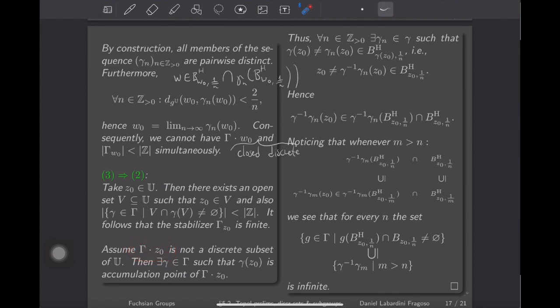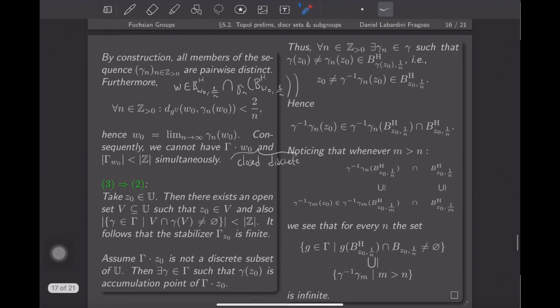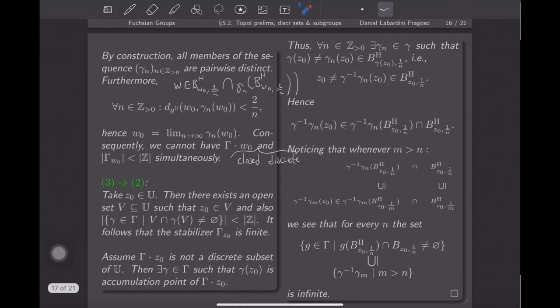So suppose it's not discrete. So suppose that it accumulates in itself, that this point, which is of course in the set, is an accumulation point of the same set. Okay, so what can we do then? Then this point can be approximated in a non-trivial way, in a non-stationary way.